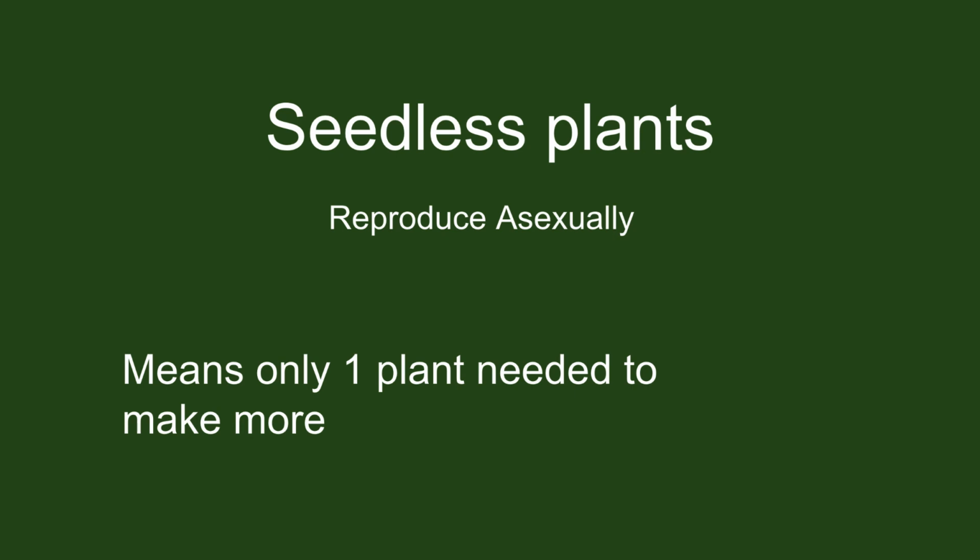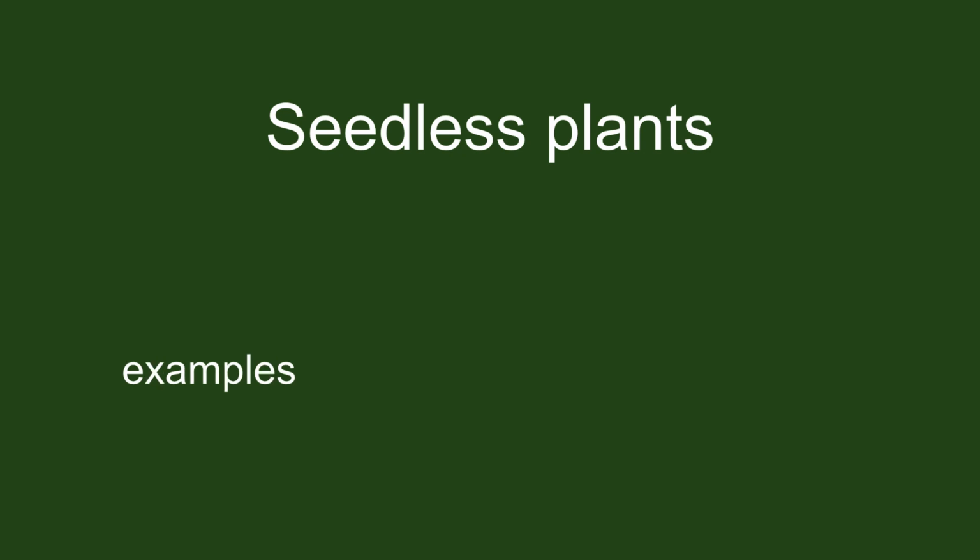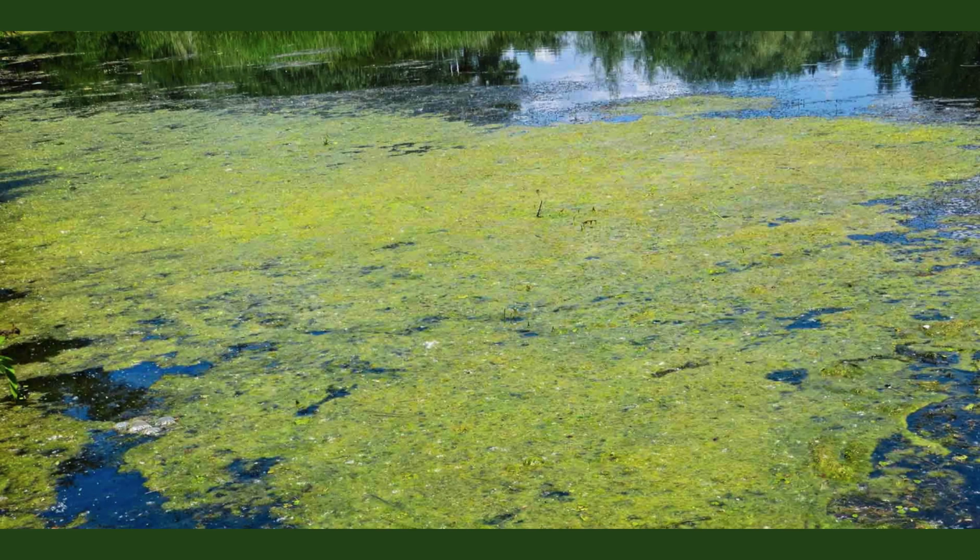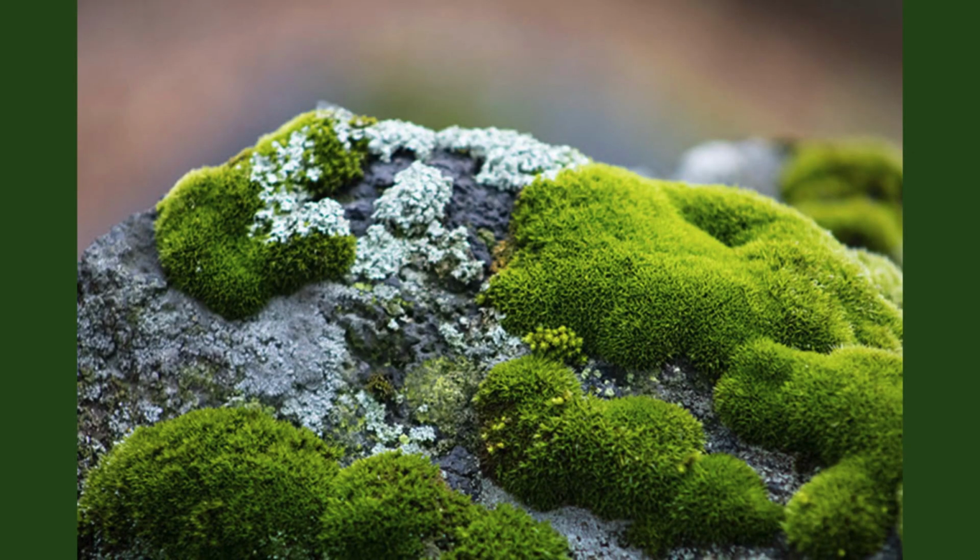So, seedless plants, they reproduce what's called asexually. So in other words, they can make more plants, but it only needs one plant to be involved. For example, there are some algae which are asexual. Moss are asexual, or as we like to say around here, moss. That's the one that I always got in trouble with when I lived in California. They gave me a hard time for saying moss.